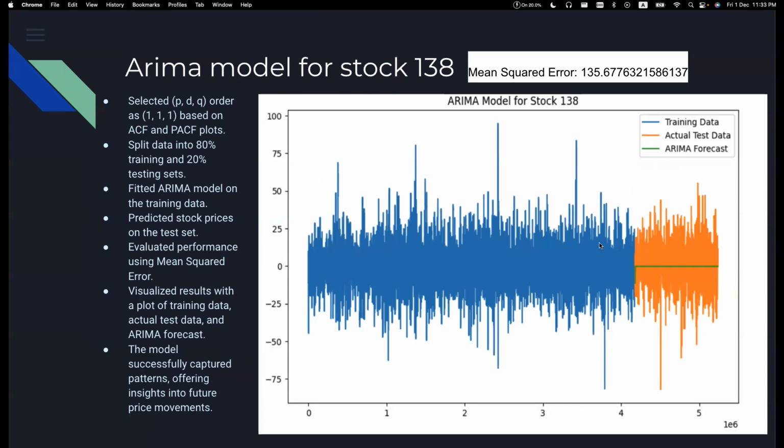Now this will be explained by Latifi. Yeah, so I worked on the machine learning aspect focusing on stock 138. I tried selecting the values of p, d, q. I got these results and the mean squared error as 135. I did the evaluation actively using the performance metrics. After that, we got these values. I also worked on data visualization, data pre-processing and feature engineering for this model. So next slide, please.